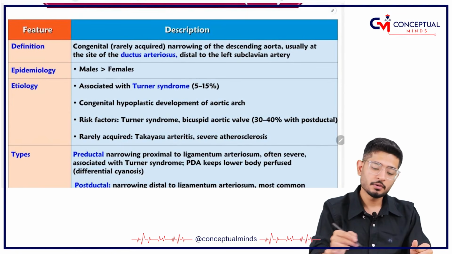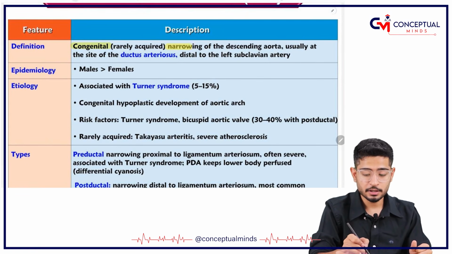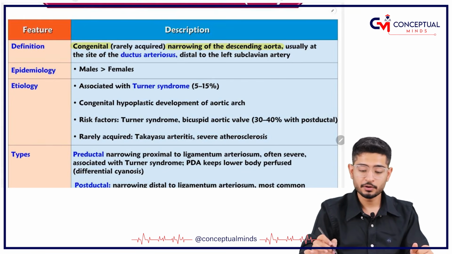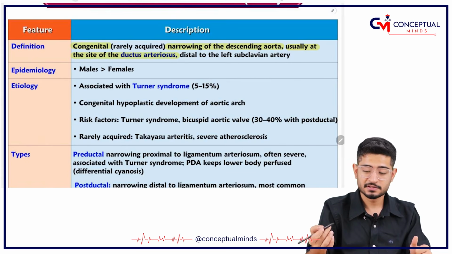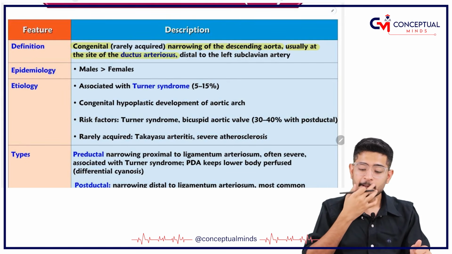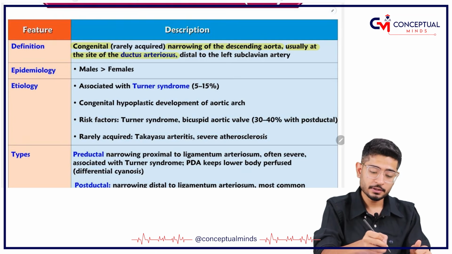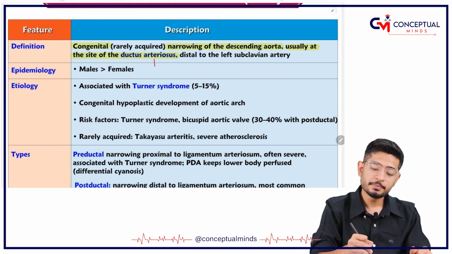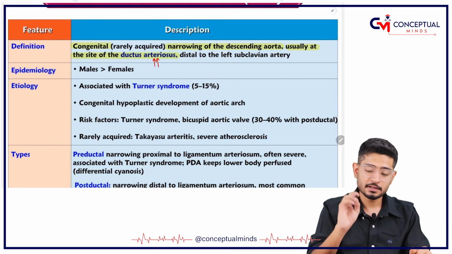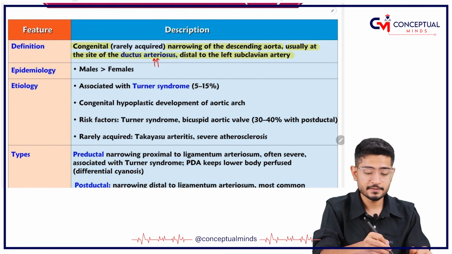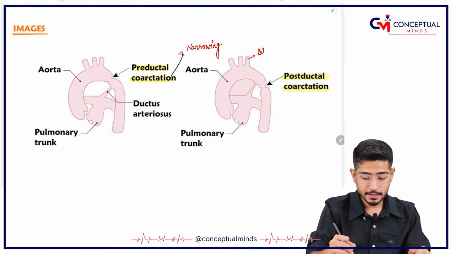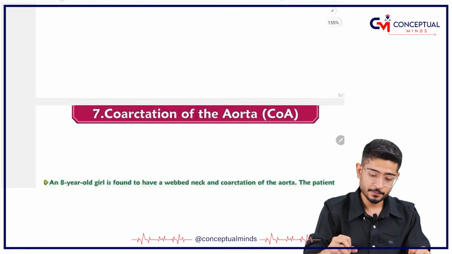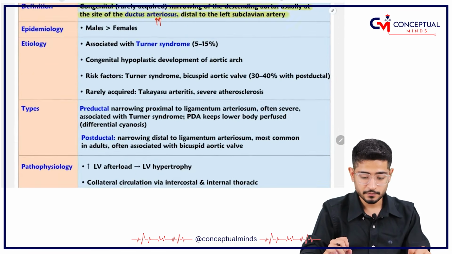So what is coarctation? Coarctation is congenital narrowing, mostly of the descending aorta, usually at the site of the ductus arteriosus, either distal or even proximal to that. It can be pre-ductal, it can be post-ductal, but one thing is for sure: it is always distal to the left subclavian artery. So this is the coarctation of the aorta.